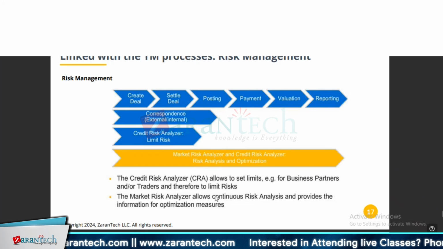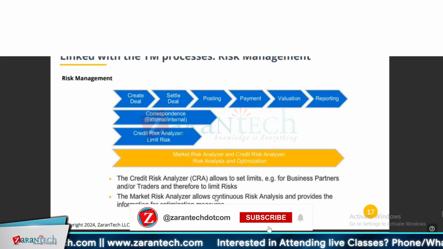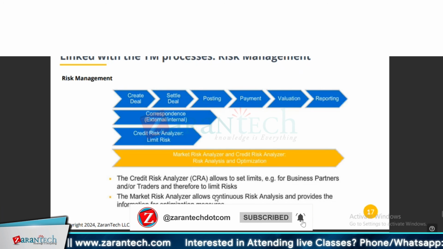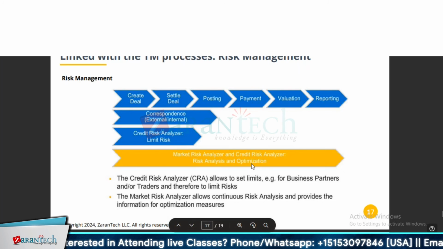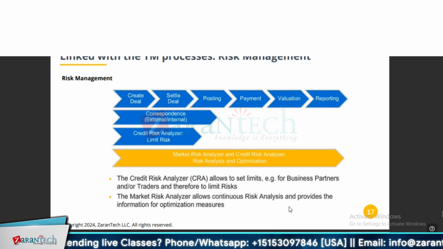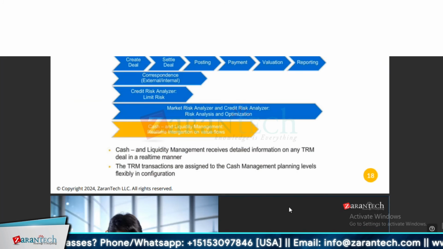The market risk analyzer would allow us to do a quick risk analysis over the market data, basically the interest rates, the exchange rates, how the future is forecasted, and how we can protect ourselves from this kind of fluctuations. This is similar to cash and liquidity management, which I have already talked about.